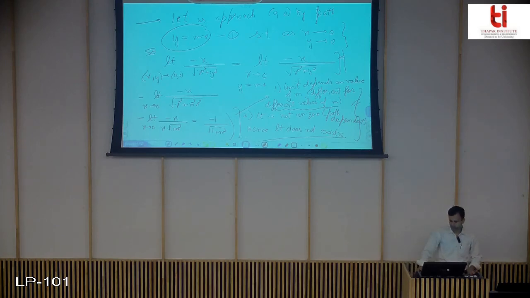So this is your first example for finding the non-existence. Remember students that this method can only be used to show the non-existence of the limit. You can't use this method to show the existence of the limit of any two variable function.